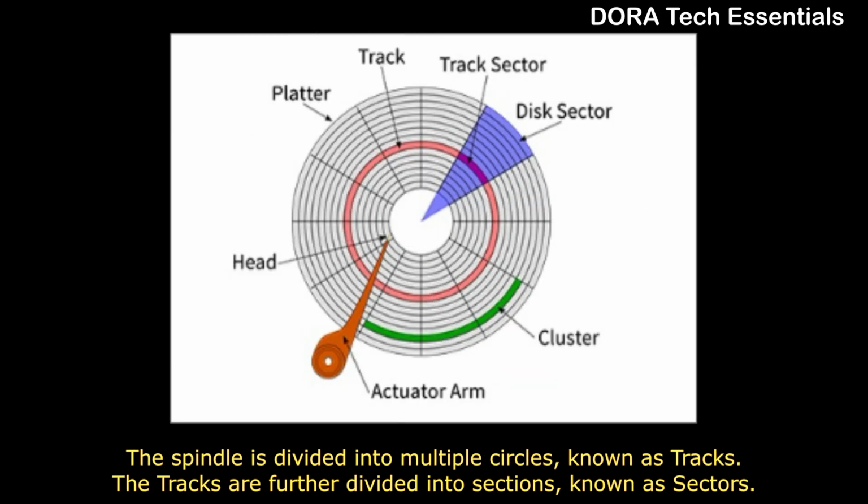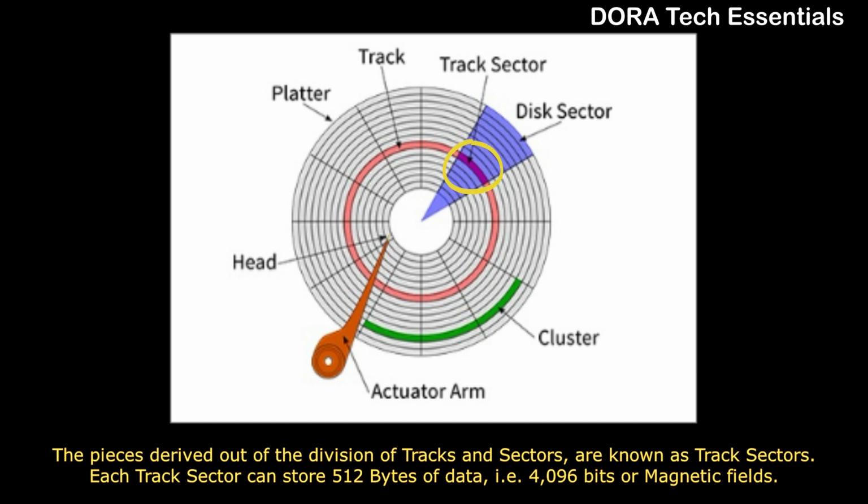The spindle is divided into multiple circles, known as tracks. The tracks are further divided into sections, known as sectors. The pieces derived out of the division of tracks and sectors are known as track sectors. Each track sector can store 512 bytes of data, i.e. 4096 bits or magnetic fields.